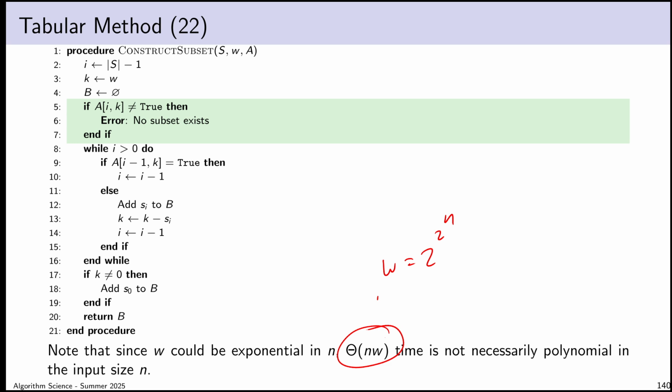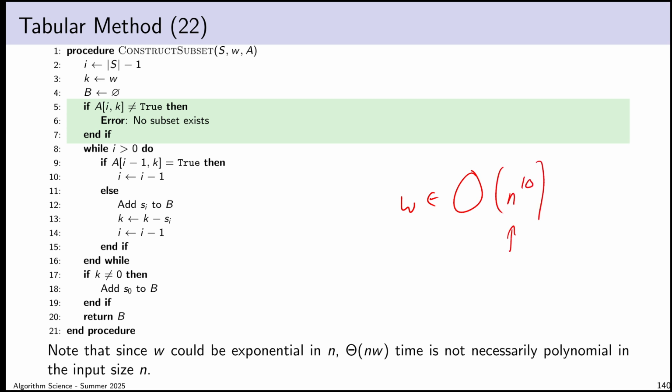In the event that w is reasonably small, in other words, suppose that you happen to know that w is big O of n to the 10, which is a pretty generous bound, frankly, if n is reasonably large, then this is polynomial in n. However, you're at the mercy of the person providing your input, because if they provide an input where w is huge, this algorithm is not going to be polynomial in the input size n. But it's true that in the case where w is reasonable compared to n, this algorithm is very fast compared to our exponential time recursive algorithm from lecture 12.